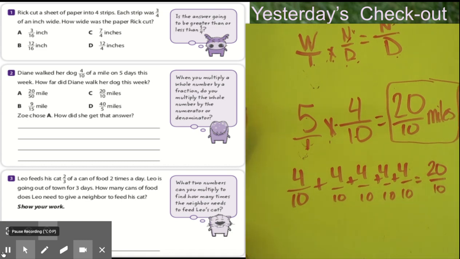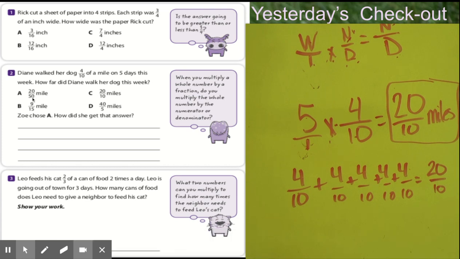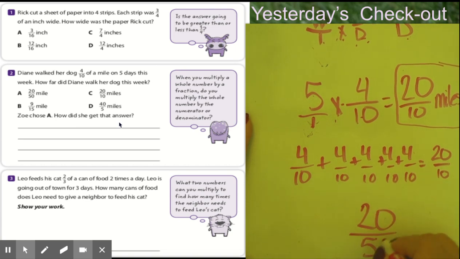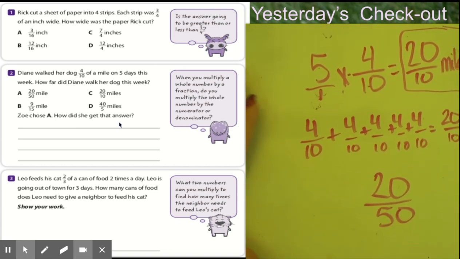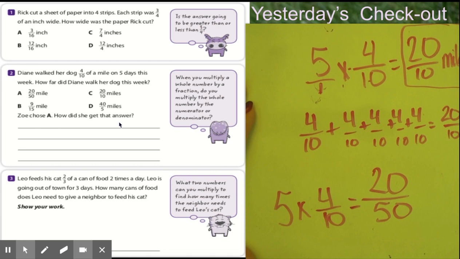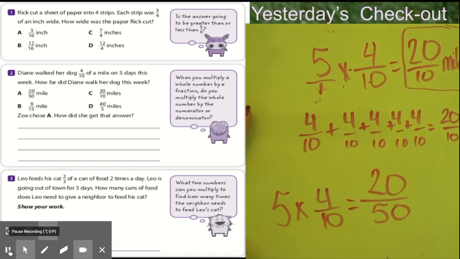Now, it says in our question that Zoe chose A. She chose 20/50, 20/50ths. How did she get that answer? Well, she did it wrong. So let's think. How did she get 20/50ths if the problem was 5 times 4/10? Let me see if I can figure it out. You do the same. Do you see it? Do you see what she did?